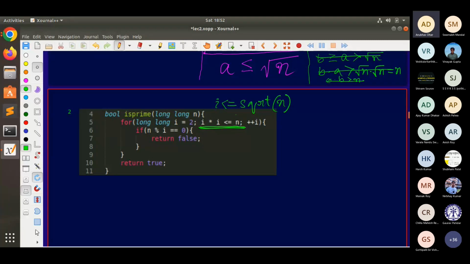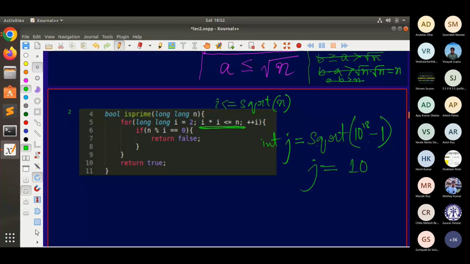For example, if you try to find the square root of, let's say, 10 to the power 18 minus 1 and then assign it to some int, I think you will get j equal to 10 to the power 9. So it doesn't give you the floor exactly because of floating point errors and all. So I just chose to stick with this integer way of handling this.